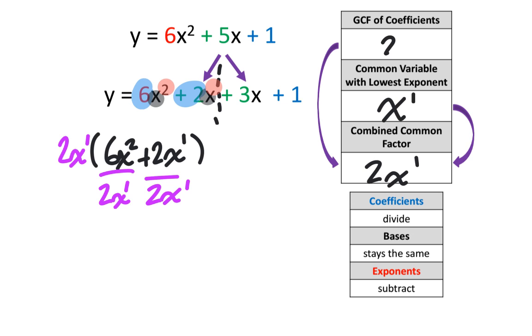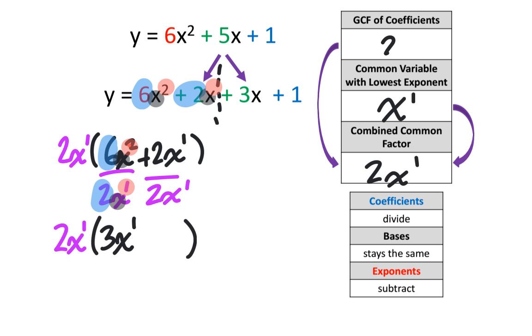Before we do that, I'm just going to write out 2x to the power of 1, and I'm going to keep the brackets. So first, we want to take a look at the coefficients. Coefficients get divided. 6 divided by 2 gives us 3. Next, we need to take a look at the bases. Bases stay the same, so that base of x is going to stay the same. And last, we want to take a look at the exponents. Exponents get subtracted. So 2 subtract 1 gives us 1.